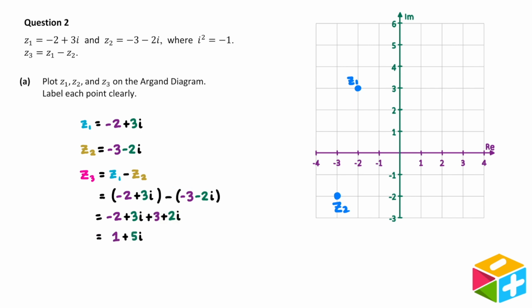From here, we can combine our real parts and the imaginary parts. Minus 2 plus 3 is 1, and 3i plus 2i is 5i. We are now in a position to plot Z3. The real component is 1, and the imaginary component is 5, so our point will go right here.